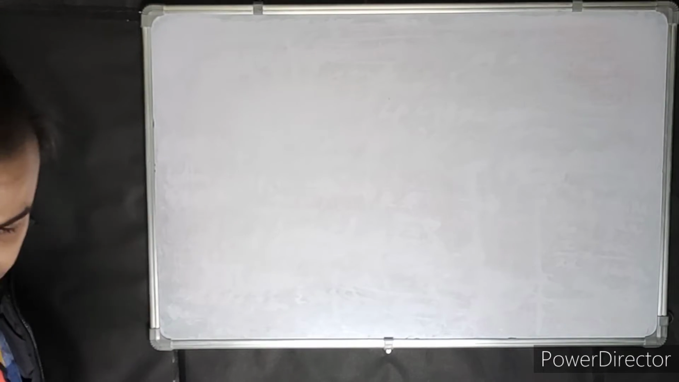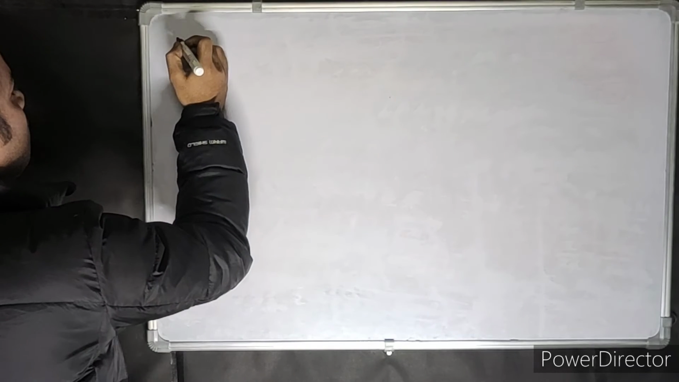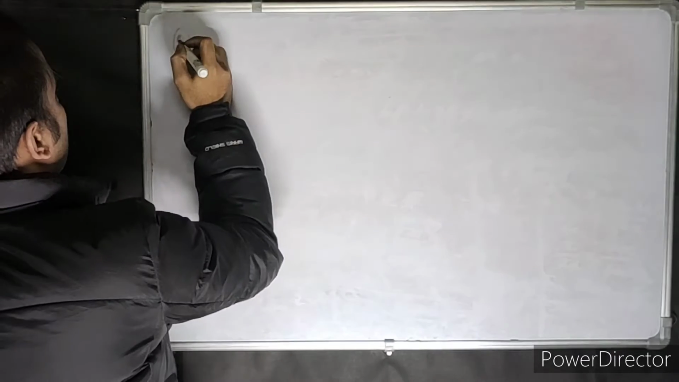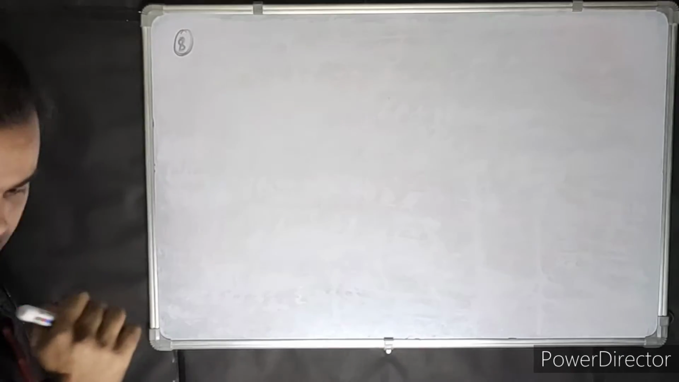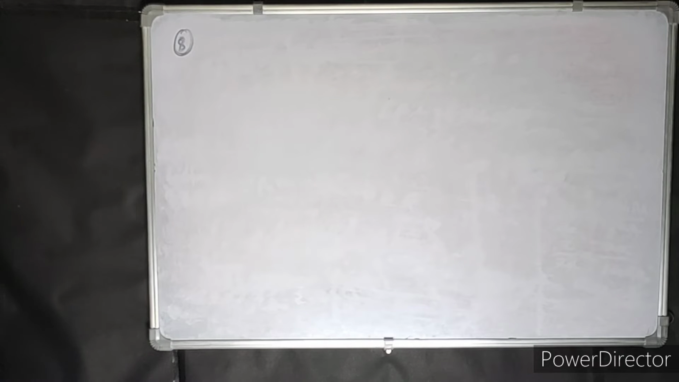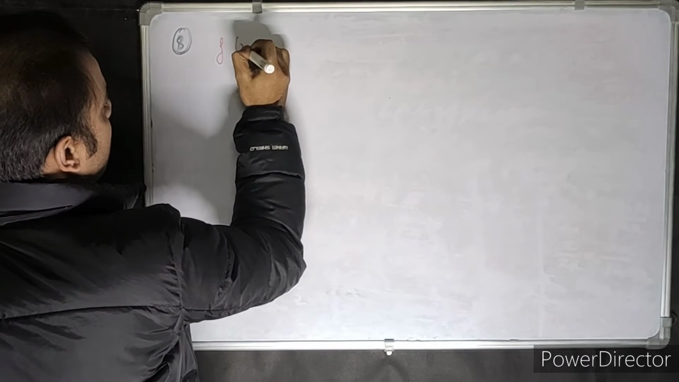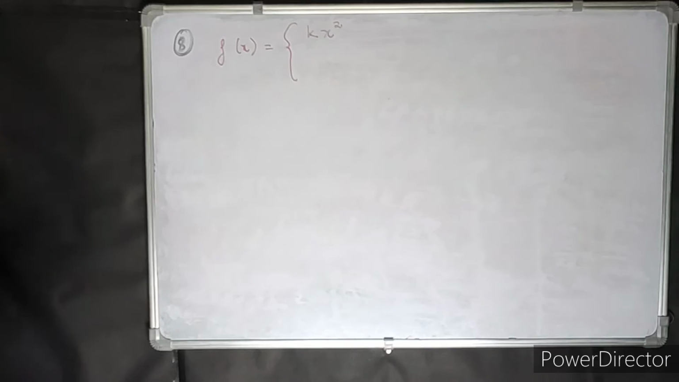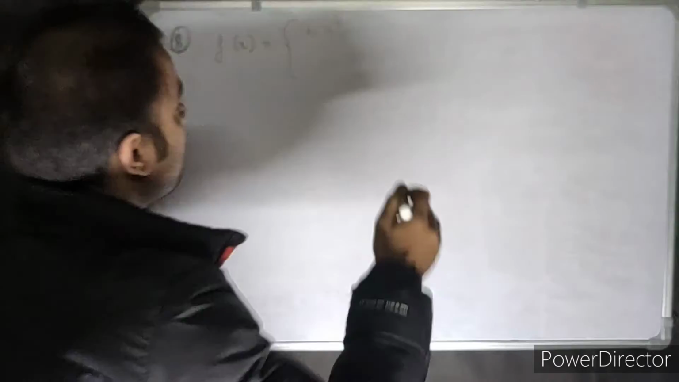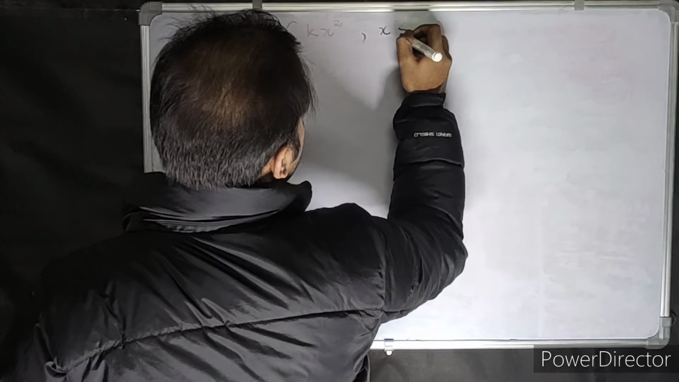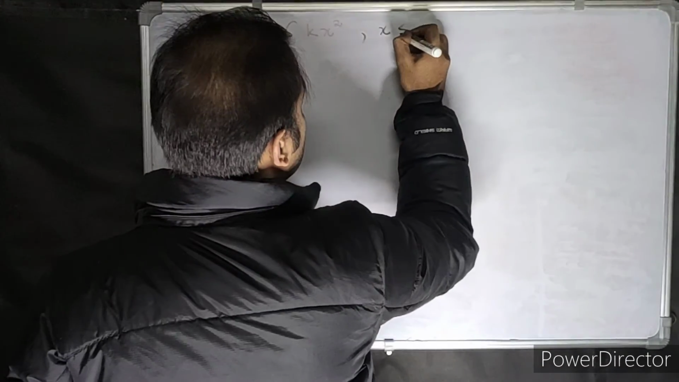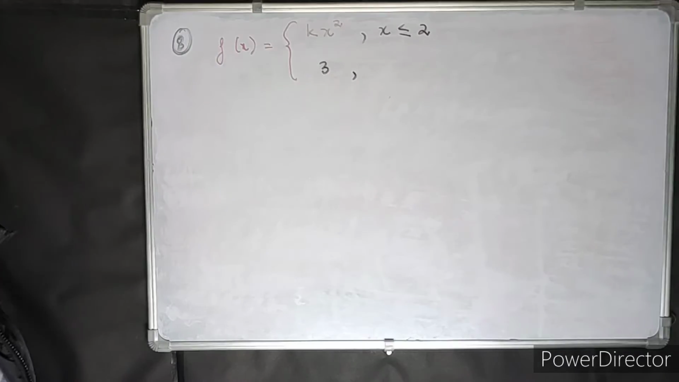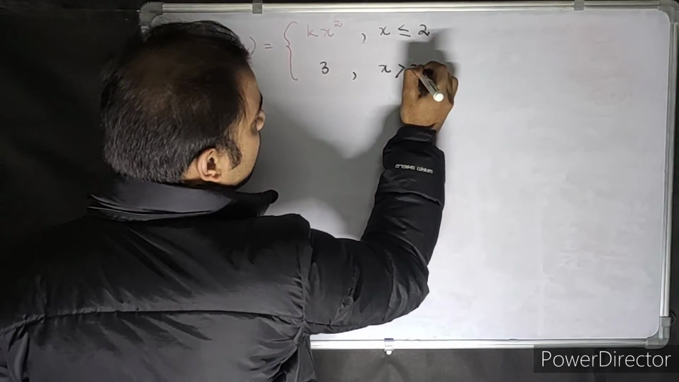So let's do question number 8 now. This is what question number 8 is given as. It's given as f of x is equal to kx square, when x is less than or equal to 2, and it is going to be 3 when x is greater than 2.